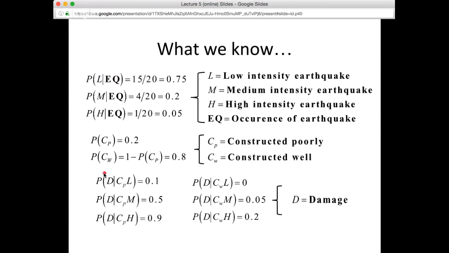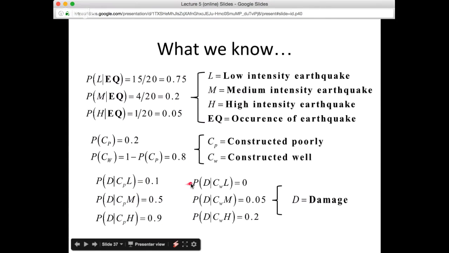We also know that the probability of damage, so we're going to denote D as damage to a building, if it's poorly constructed and also we have a low intensity earthquake, so that's the intersection of these two events, CP and L, is 10%. So that was one of the problem statements. Likewise, the probability of damage if you have a poorly constructed building during a medium earthquake is 50%, and the probability of damage if you have a poorly constructed building during a high intensity earthquake is 90%.